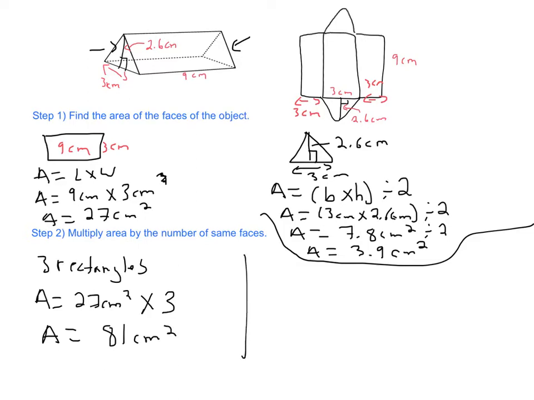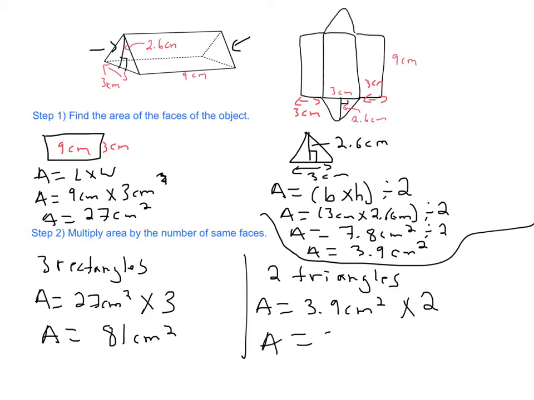Then we're going to look over here, and we know that the area of our triangle was 3.9 centimeters squared, and there's actually 2 triangles. So we're going to have our area equal 3.9 centimeters squared and multiply it by 2. Now, that gives us an area of 7.8 centimeters squared.